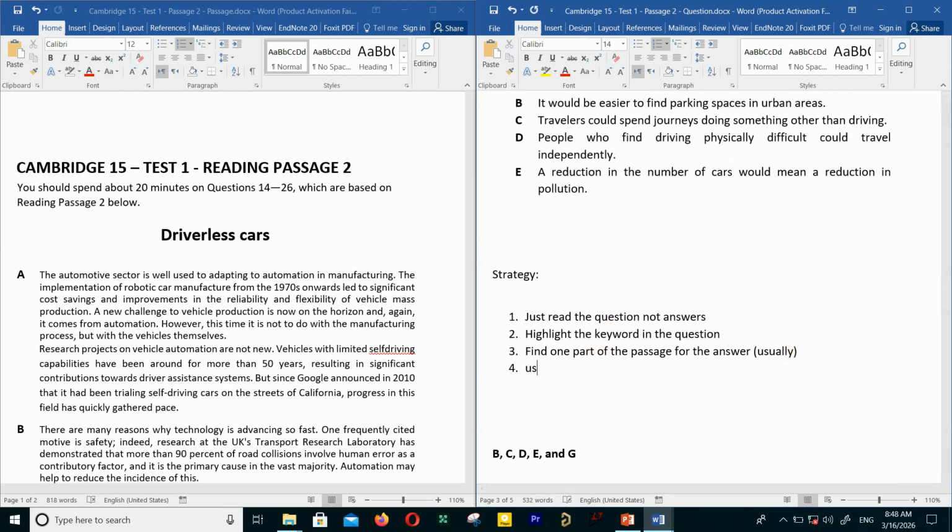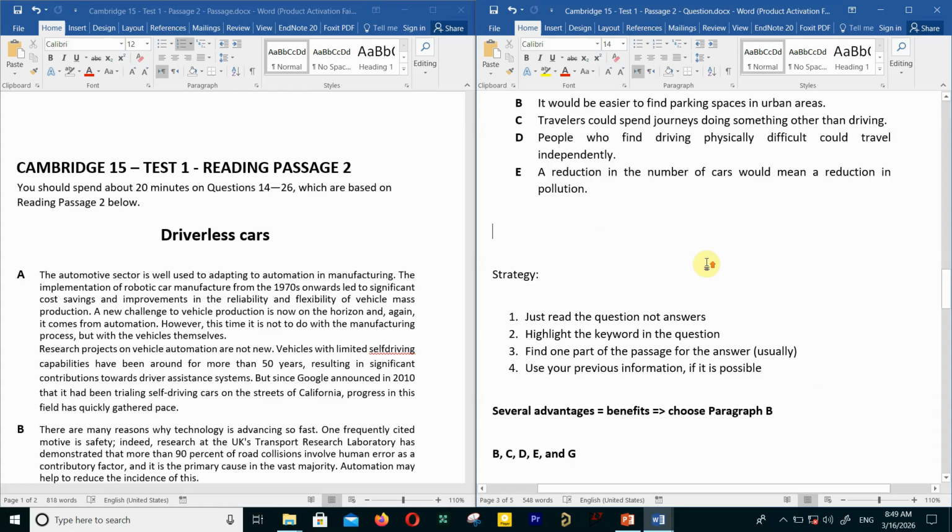So again, use your previous information if it is possible. Okay? If it is possible. For example, in here, I use that several advantages means benefits. Again, paraphrasing. So I'm going to choose, according to this information, I'm going to choose paragraph B to locate my answer. Okay? Here we go.